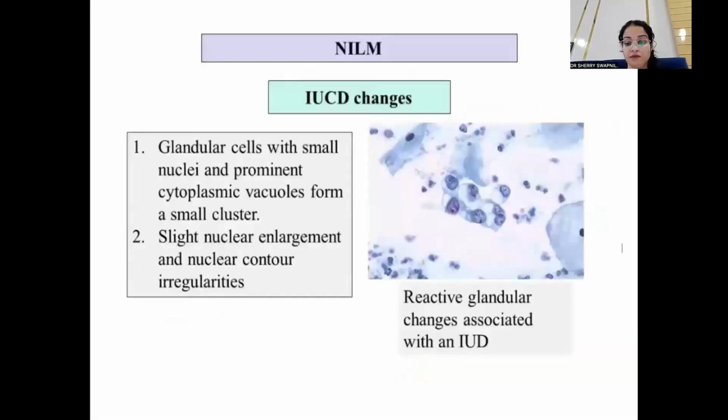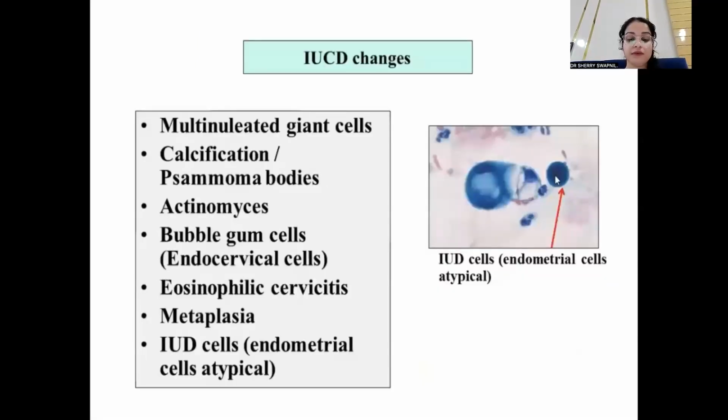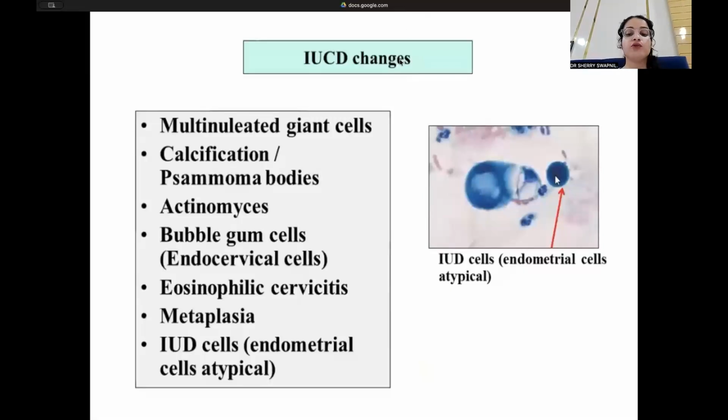Next slide, please. Next slide, please. So IUCD associated changes, again IUCD can lead to changes. It can change the normal epithelial lining, it can lead to vacuolation of the cytoplasm, it can lead to multinucleation. These multinucleations should not be confused, because in LSIL cases also, that is low grade squamous intraepithelial lesion, we do see, or in ASC-US as well, we do see multinucleation. So these multinucleations should not be confused with the atypical cells.